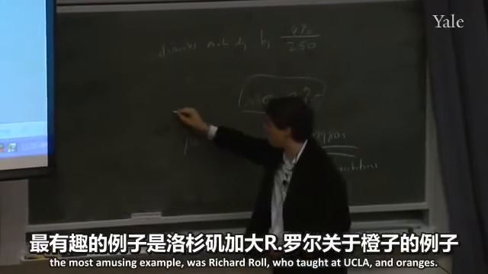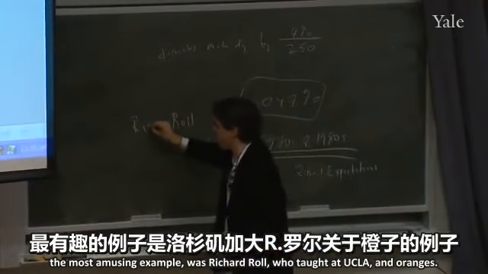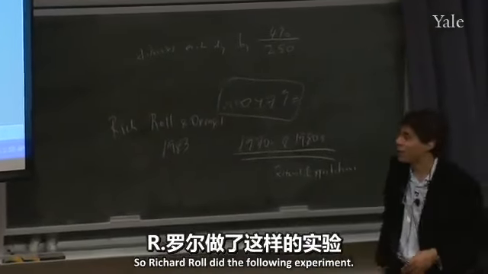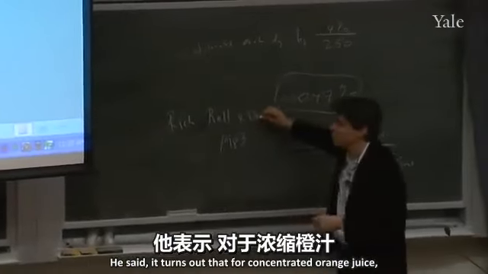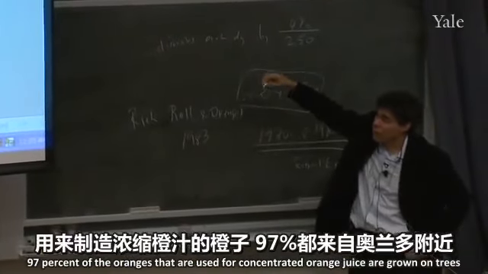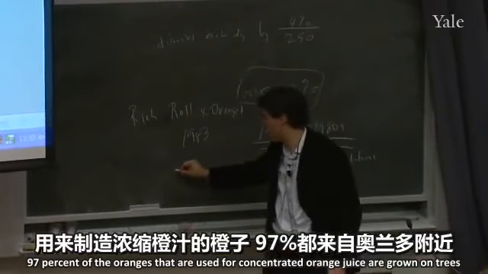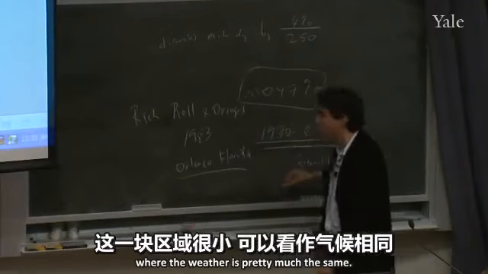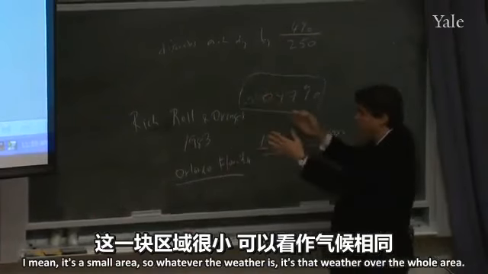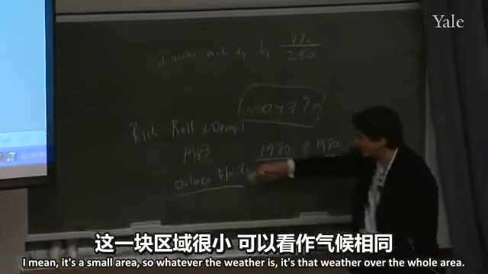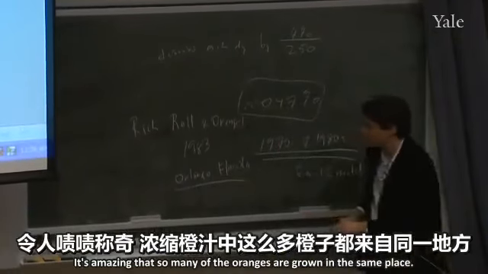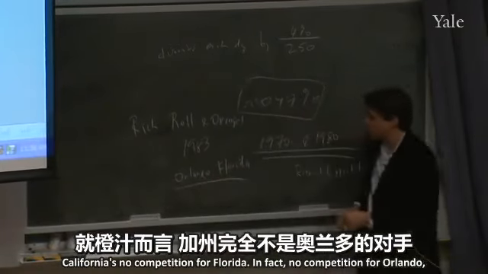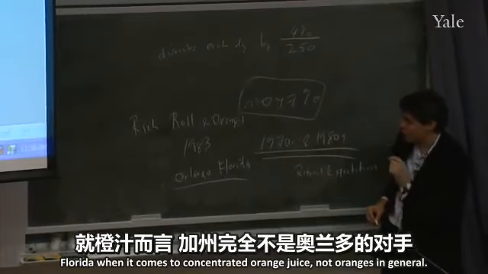The most amusing example was Richard Roll, who taught at UCLA, and oranges. Richard Roll did the following experiment. He said, it turns out that for concentrated orange juice, 97% of the oranges that are used are grown on trees that are very close to Orlando, Florida, where the weather is pretty much the same. It's a small area, so whatever the weather is, it's that weather over the whole area. California is no competition for Florida when it comes to concentrated orange juice, not oranges in general.